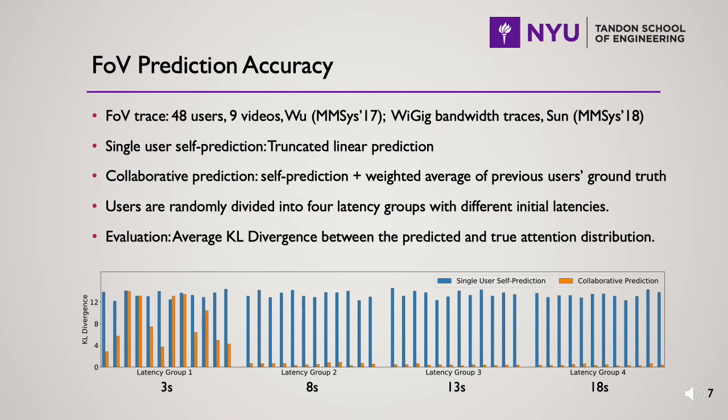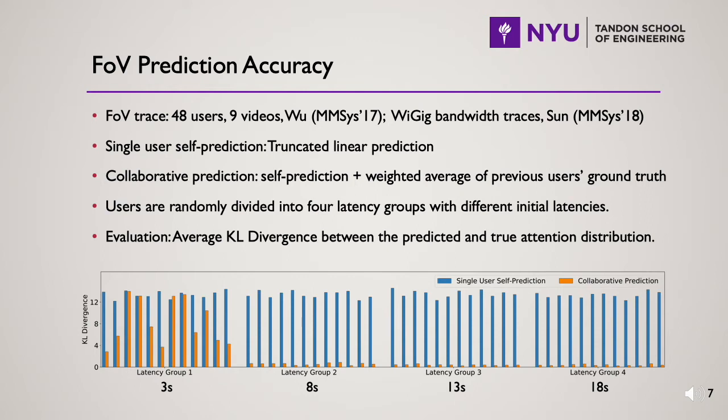We do experiments using the FOV dataset, including 48 users for 9 videos, and 1 GB traces to simulate the network environment. Truncated linear is adopted for single-user self-prediction, and the collaborative prediction is a combination of self-prediction and the weighted average of previous users.